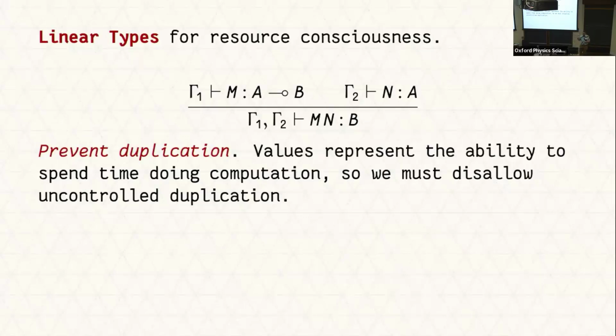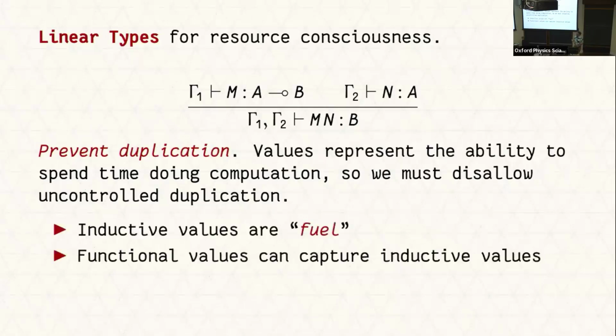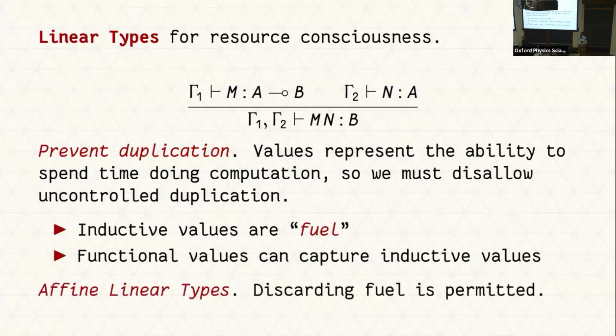So the values in the system are going to represent the ability to spend time during computation. In particular, we're going to treat inductive values as a kind of fuel. They're the kind of thing that allows us to iterate and pump through and get things being more than just linear complexity. And we also have to disallow anything with functional values being duplicated, because they can hide these inductive values inside them. We'll say it is going to be affine linear types. So discarding things is allowed. We're allowed to just throw fuel away and pretend that we're going to do more computation than we actually were. Okay.